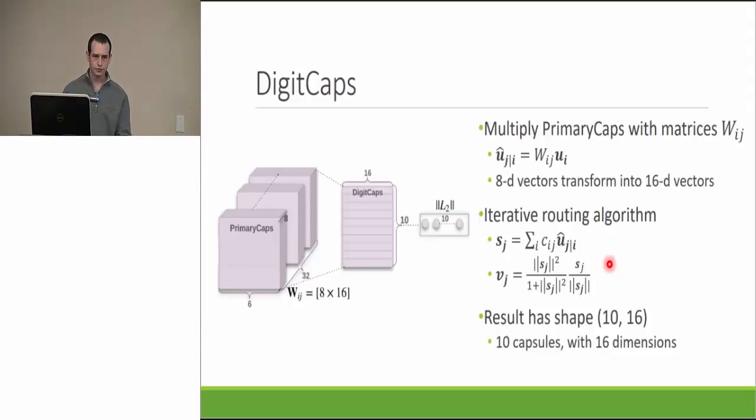There's a lot going on from the 6x6x32 besides just multiplying with this affine transformation. You could just think of it as flattening this into 1,152 and doing the transformation. But this is a transformation for each of the digit capsules, right? So you're going to have 1,152 times 10 different prediction vectors, because we want 10 different output capsules. Then the routing by agreement just does the weighted sum and the squashing to get the 10 different capsules.